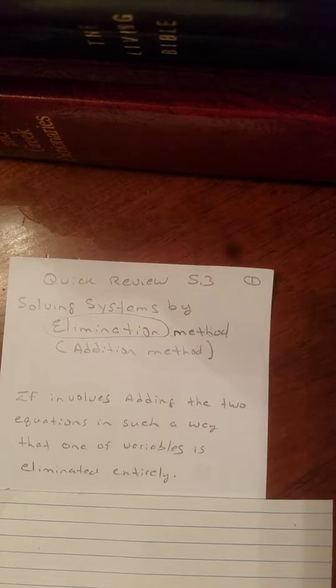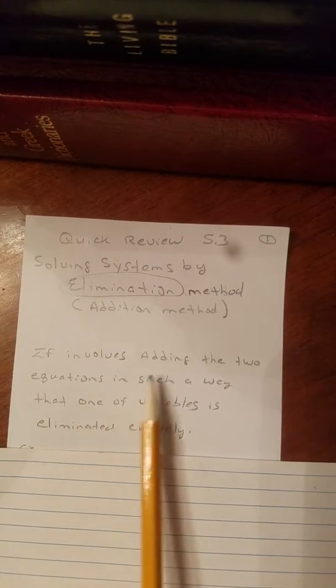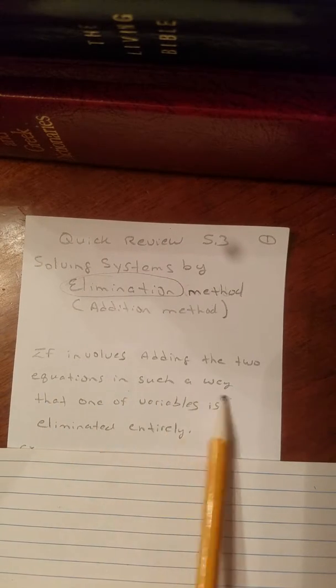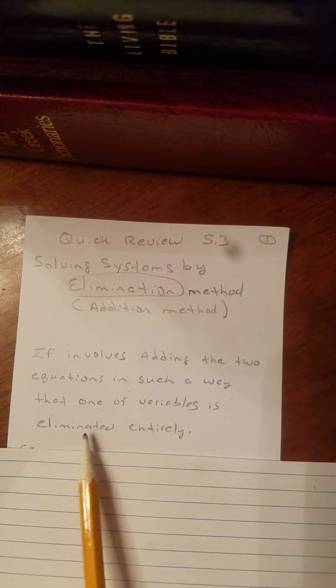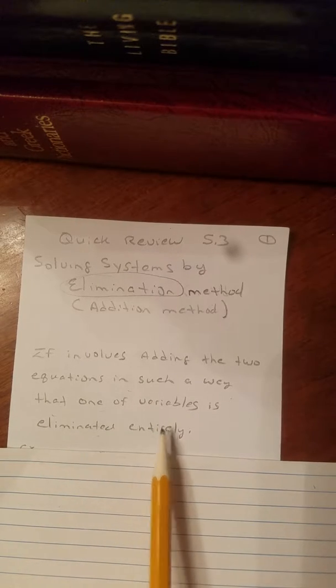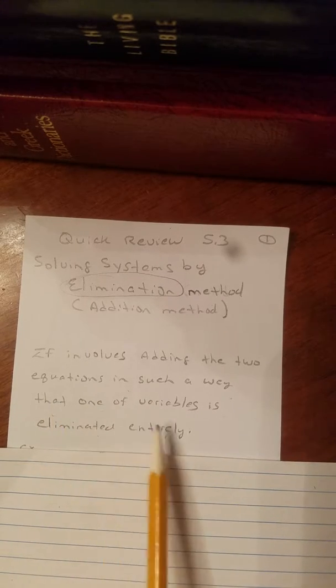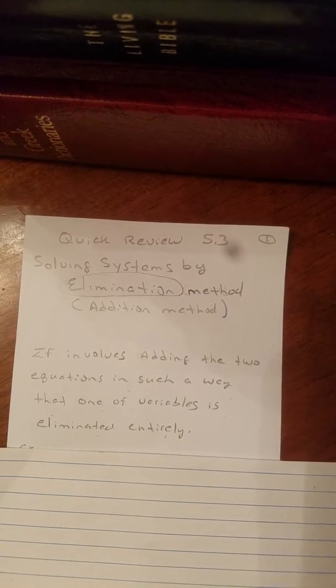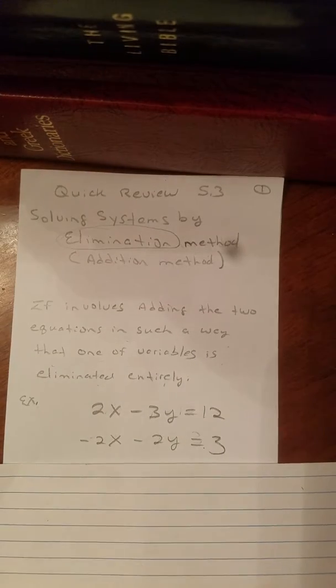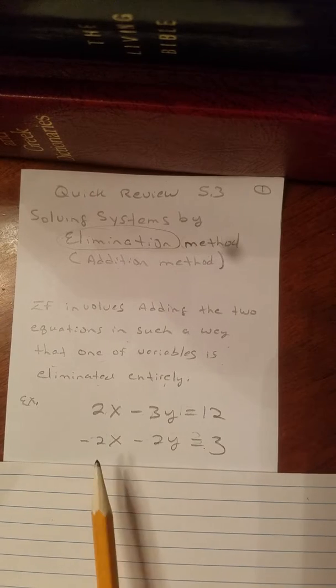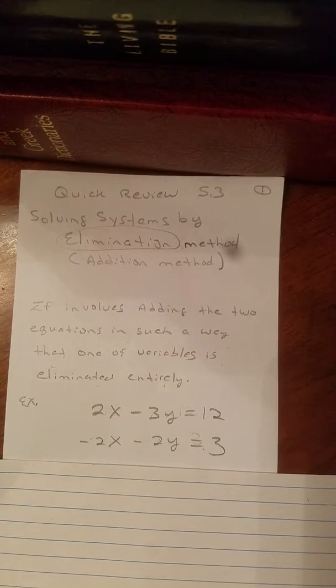All right. Basically, it involves adding the two equations in such a way that one of the variables is eliminated entirely. So you're going to be adding the two equations so that one of the variables is eliminated. So let's just take, here we've got a system of equations. We've got two equations here. And so we want to add them together so that one of the variables is eliminated.